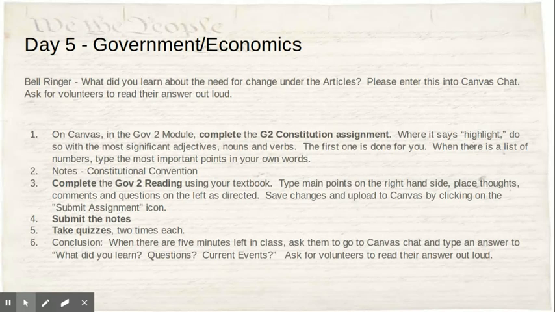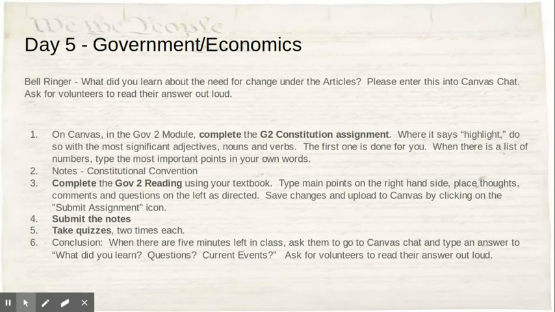For the notes for today, about halfway through, we'll cover the Constitutional Convention. And then in the second half, make sure you've completed and submitted the Government 2 reading. Make sure you submit the notes because we'll be done with them at that point. And then don't forget to take the quizzes. So today should be the day to wrap up everything.